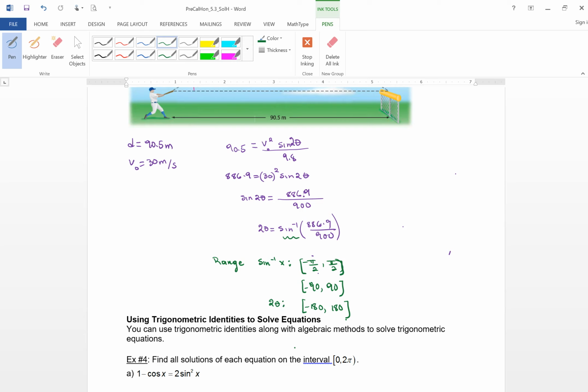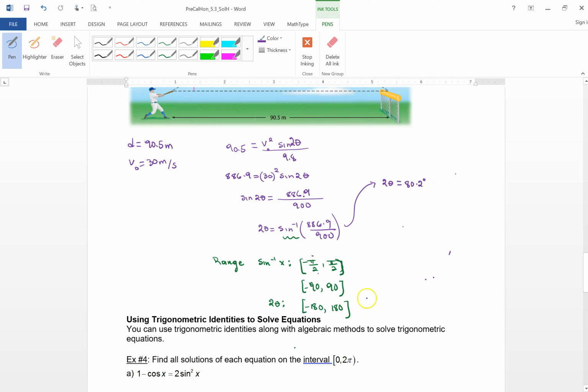All right. What I want to do now is 2 theta. So this is the interval where I want my answers to be. It can't fall out of that interval. Let's continue with the problem. And let's take the inverse sine of x. So 2 theta is equal to 80.2 degrees.